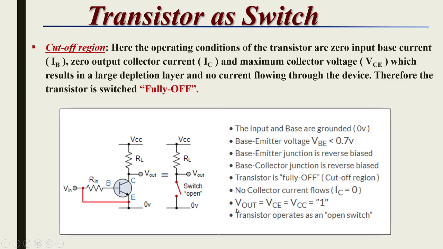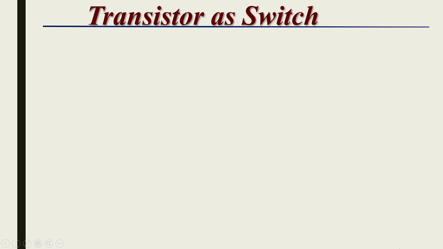So the output voltage Vout, that is equal to VCE, must be equal to VCC, because the current is not flowing through this circuit, and that's why whatever voltage appears over here will appear as the output. So we can say that the output is logically high, or a 1. So the transistor operates as an open switch.